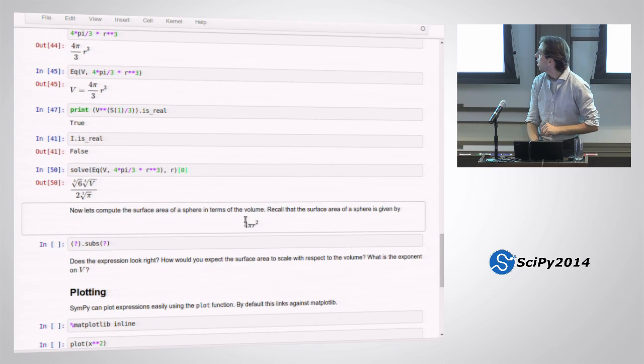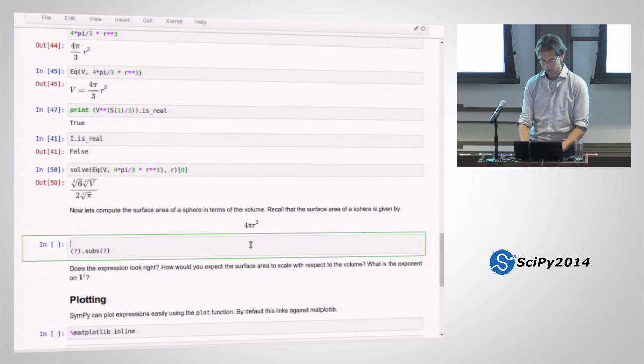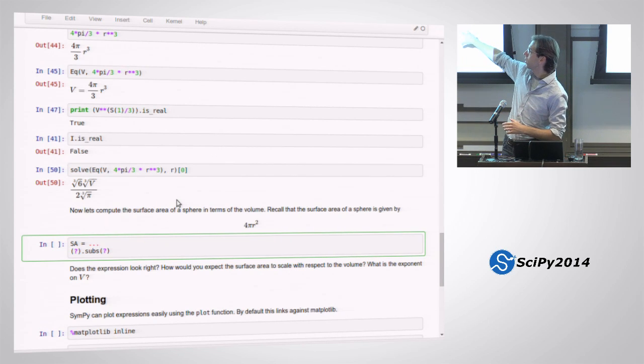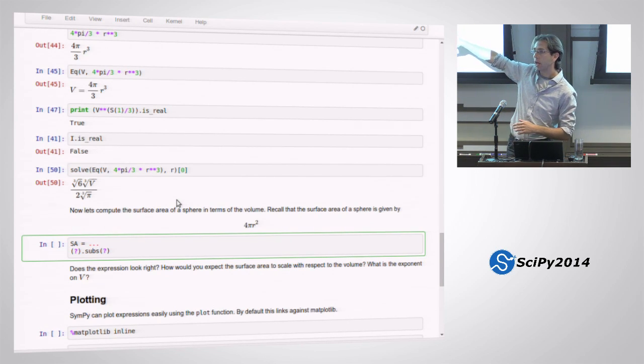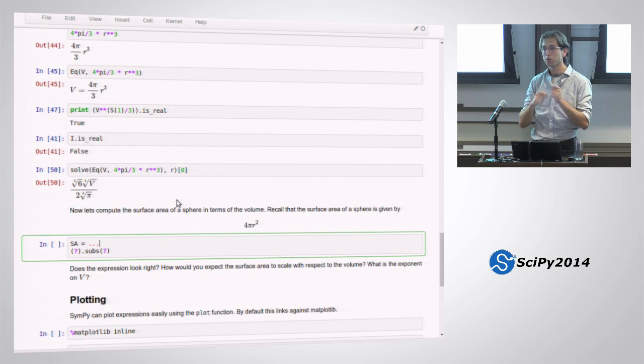Okay. So now let's compute the surface area of a sphere. So maybe surface area equals something up here, and then substitute in surface area and replace the r's by v's. And we'll now see how the surface area scales as the volume increases. Okay, so exercise: write down the surface area in terms of r, and then take that surface area expression and substitute in r for our solution up here. So we're going to rewrite surface area in terms of volume.